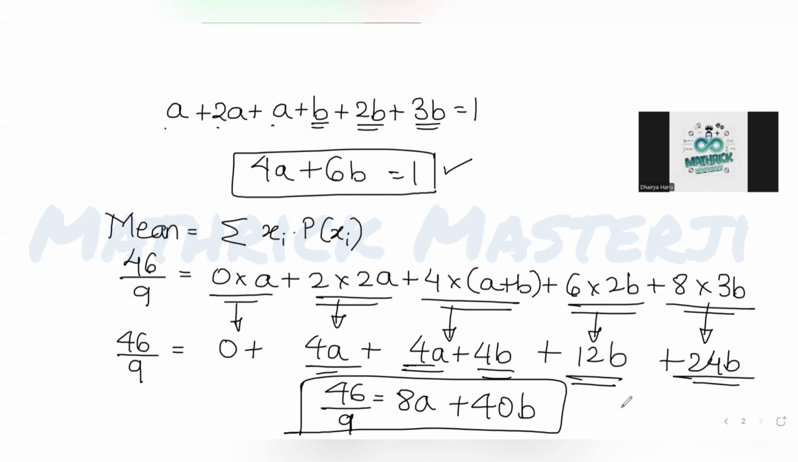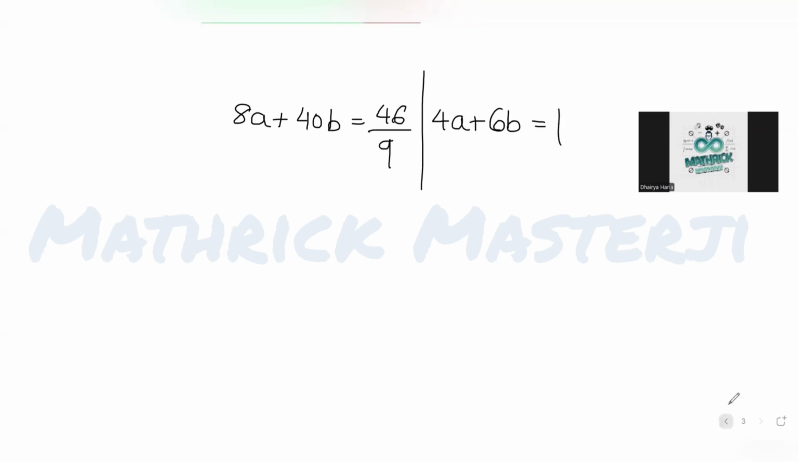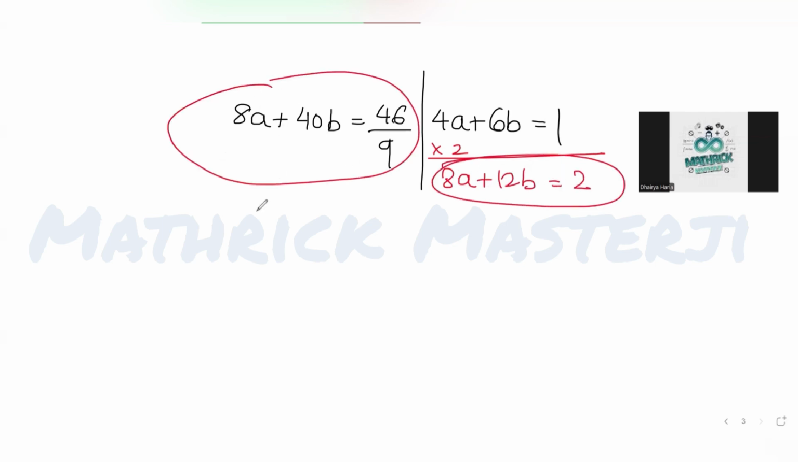Once I have this, I have two equations. One is 8A plus 40B equals 46 over 9. The other is 4A plus 6B equals 1. I'll make one of the variables have the same coefficient so I can get the values of A and B. I'll multiply the second equation by 2, so it becomes 8A plus 12B equals 2. Then I'll subtract them: 8A plus 40B equals 46 over 9, and 8A plus 12B equals 2.